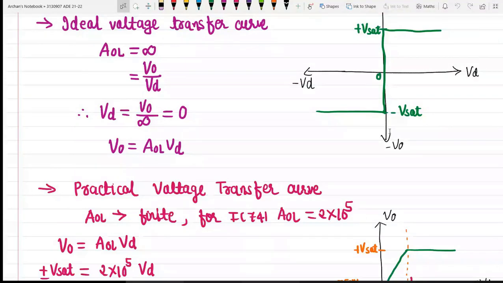Okay, so we will stop here. In the next lecture we will continue with the equivalent circuits of practical op-amp, and we will move on to the op-amp characteristics, practical op-amp characteristics then.